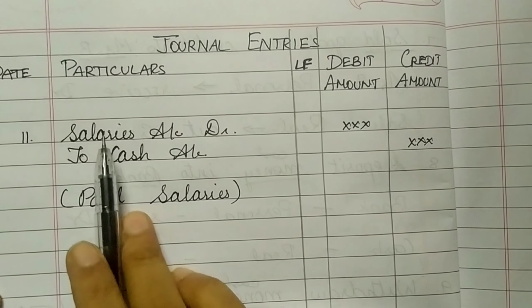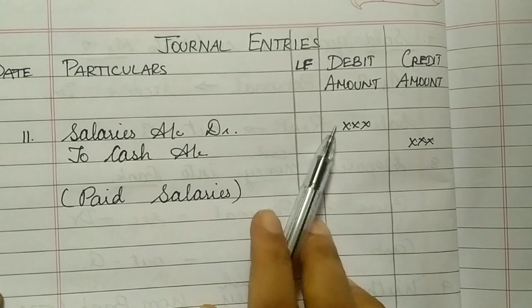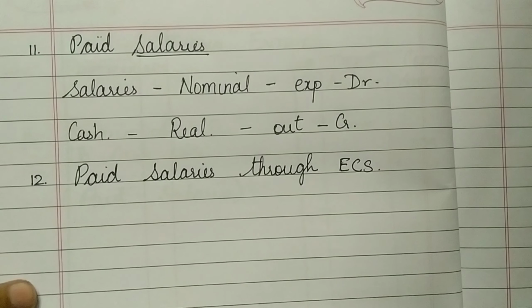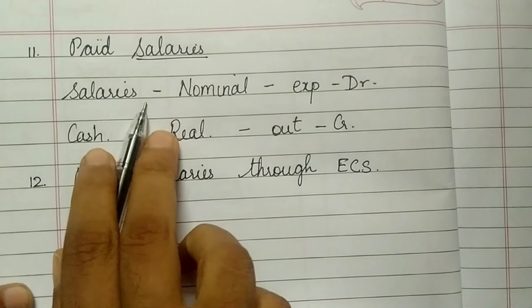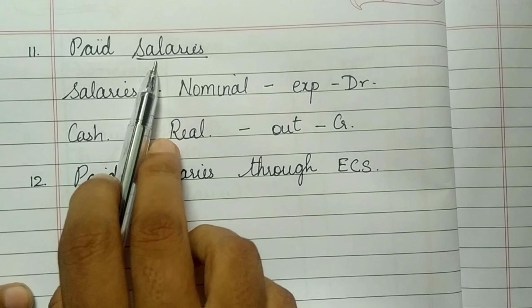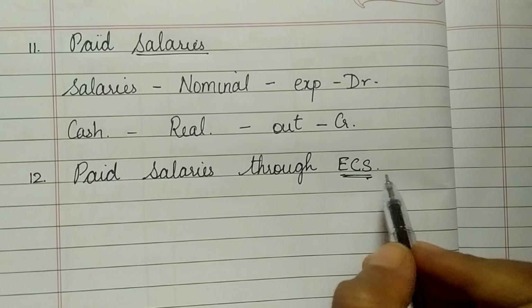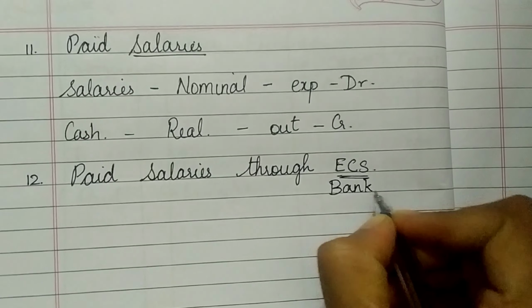So, the journal entry is salaries account debit to cash account, the narration being paid salaries and the amount being recorded. Let's move on to the next transaction. The next transaction is paid salaries through ECS. So this is similar to this, but here we are paying salaries in cash and here it is ECS. ECS means electronic clearing system, which is a system that is given by the bank.